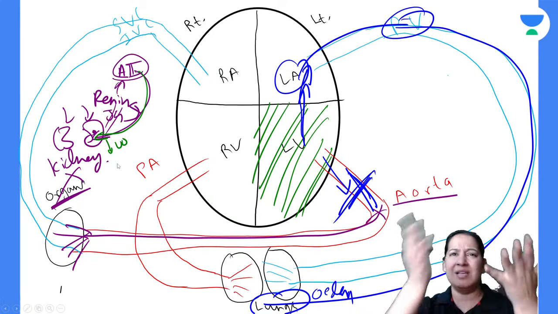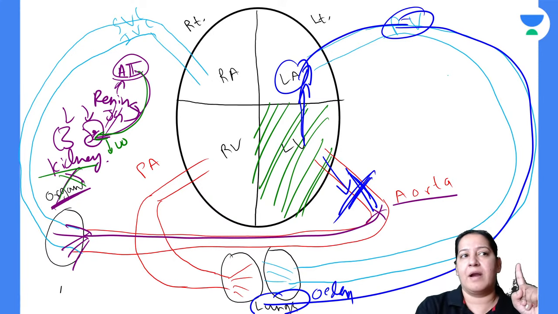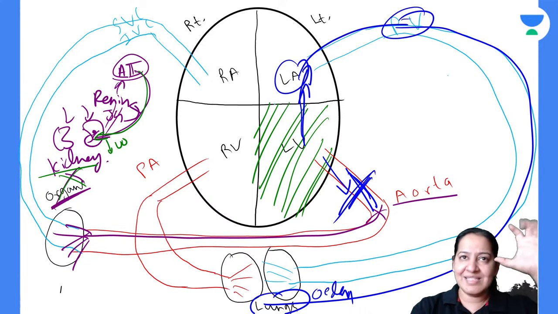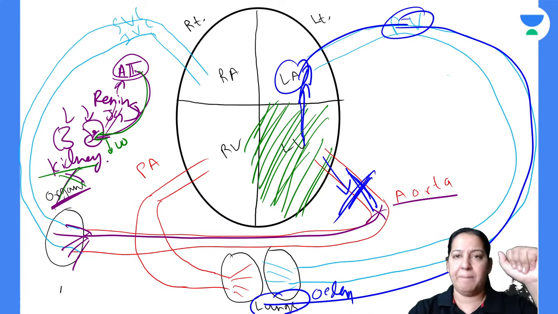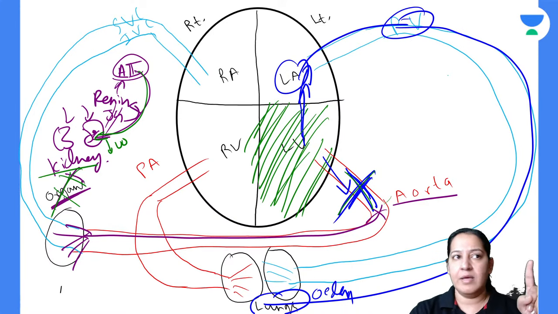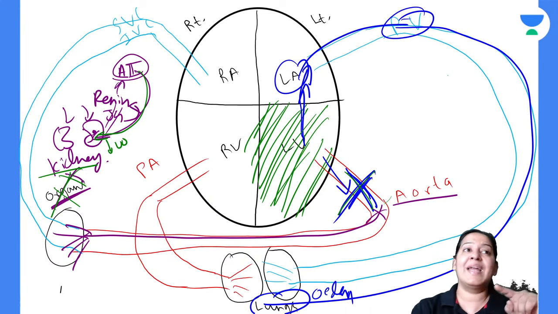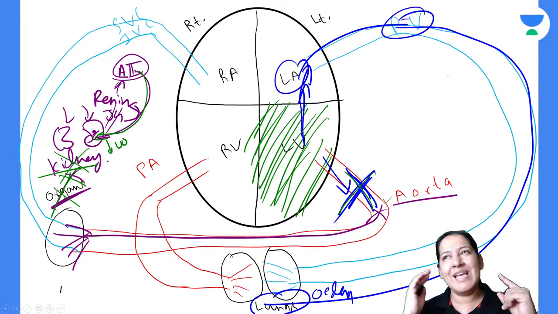Why is the kidney doing this? The kidney is leading to edema. Why? Because the kidney is feeling I am not receiving blood. Since there is left heart failure, the left ventricle is not pumping, so blood is not coming into the aorta, so no organ is getting blood. The kidney is one of the organs, so the kidney is also not getting blood. So the kidney is a fool.